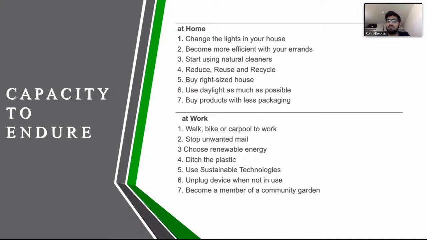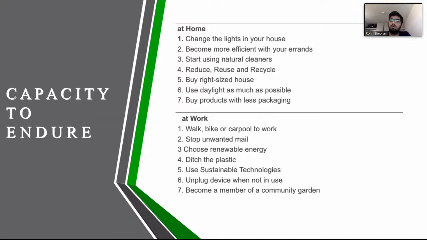Use daylight as much as possible. Daylight is sunlight, and it's available free and in a very infinite amount, so you can use as much as possible. Buy products with less packaging. Always try to buy products with less packaging or without packaging.